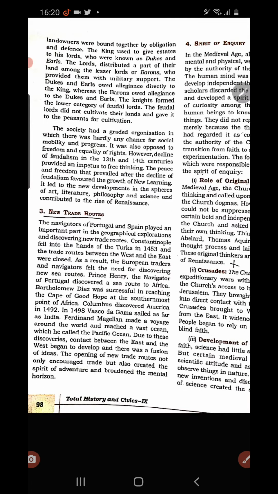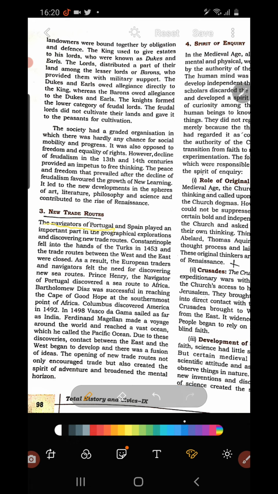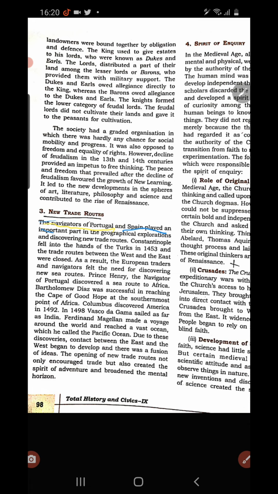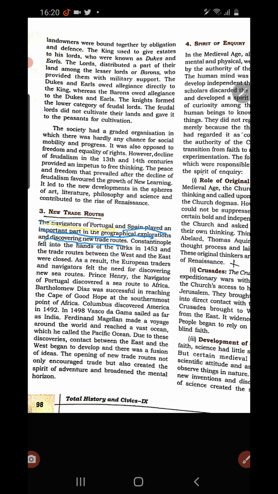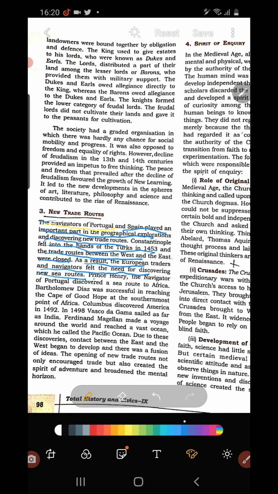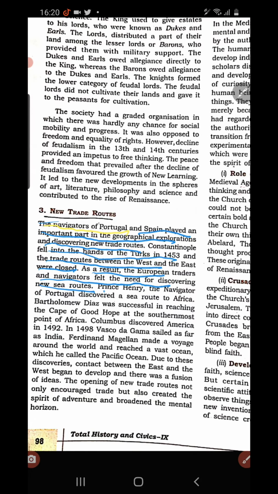The navigation of Portugal and Spain played an important part in geographical explorations and discovering new trade routes. Constantinople fell into the hands of the Turks, so the trade routes between the west and the east were closed. As a result, European traders and navigators felt the need for discovering new sea routes. Hence Prince Henry, the navigator of Portugal, discovered the sea route to Africa. So Prince Henry was one navigator.